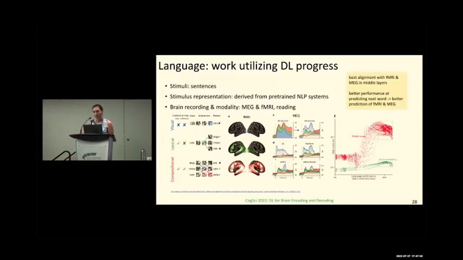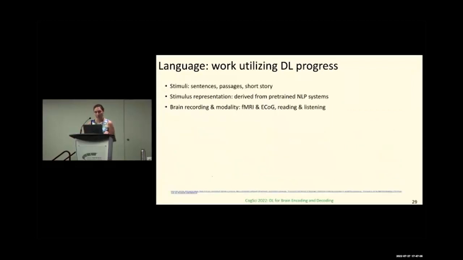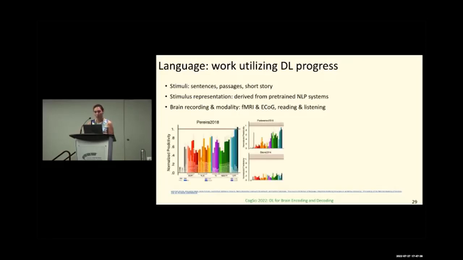And now this work that was asked about, which was from Martin Schrimpf and colleagues. So here they have a large number of models and also different kinds of data sets that varied in the type of modality. So they have fMRI and ECOG, and they also varied in the nature of the material. So they have sentences, passages, and short stories presented. Right, and they also have the reading and the listening modality. Here I just want to mention, the results are quite similar to the previous results we just saw. So they have a large number of models.